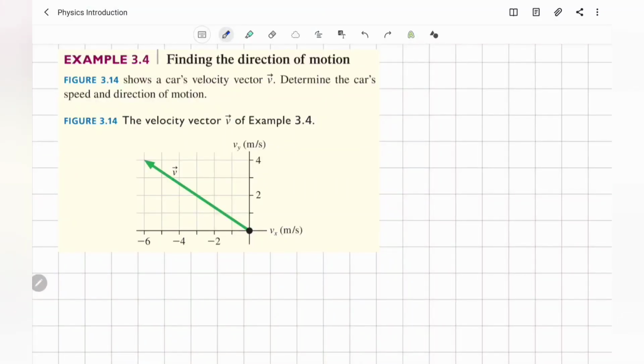First question. This question is taken from Randall. Finding the direction of motion. Figure 3.14 shows a car's velocity vector v. So we have a velocity given in terms of a graph. Determine the car's speed. So the keyword here is speed.